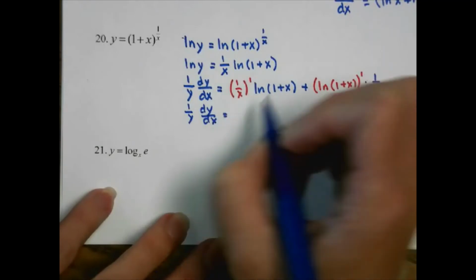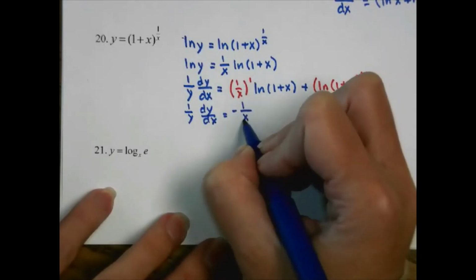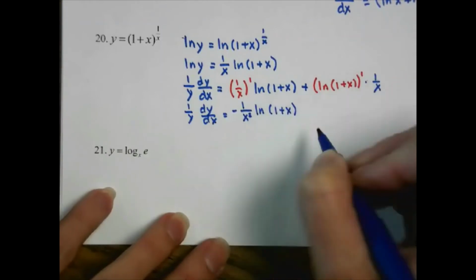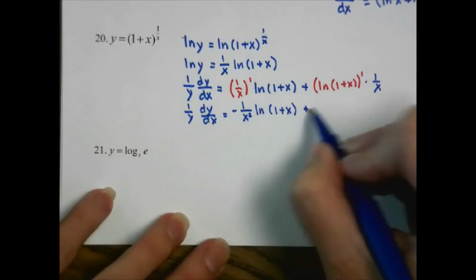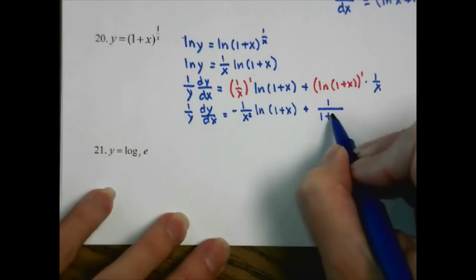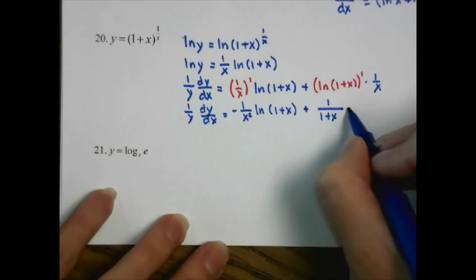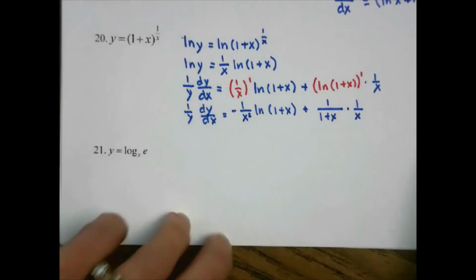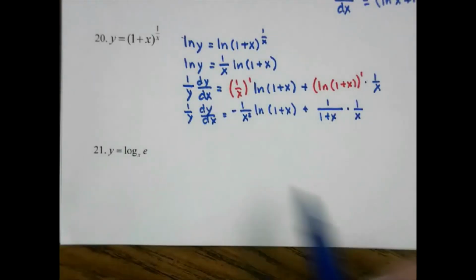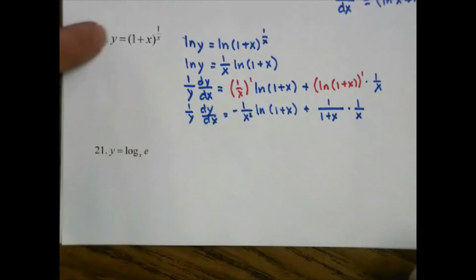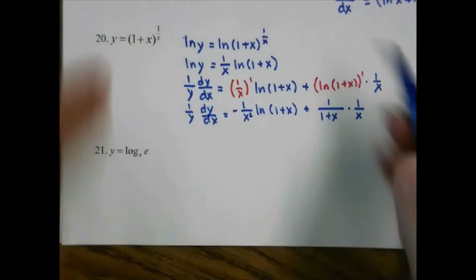Derivative of 1 over x is negative 1 over x squared. Derivative of this is going to be 1 over 1 plus x times the derivative of 1 plus x, which is just 1. So times 1 over x. The last step then is to multiply over the y, in this case being 1 plus x to the 1 over x.